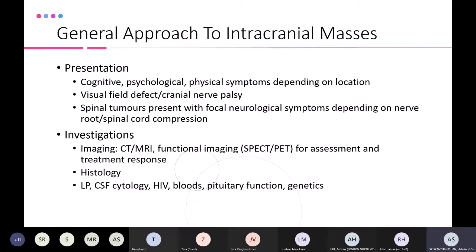Investigations, standard CT, MRI. You might want to consider some functional imaging like SPECT or PET scans, just to assess them, and then also assess them for treatment response too. Consider histology, getting a biopsy, and then things like LP, CSF cytology, HIV, checking for that, bloods, pituitary function, and genetics as well, because MEN syndromes can be linked to some brain tumours. So in this case, it mentioned neurofibromatosis, which is linked to meningiomas.